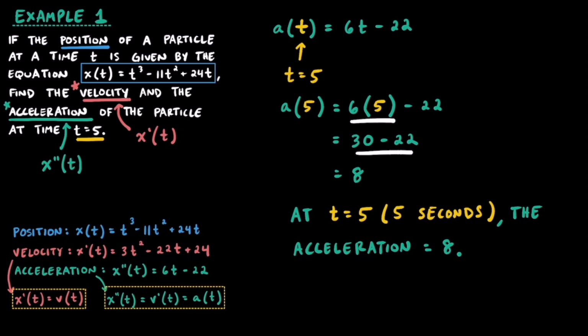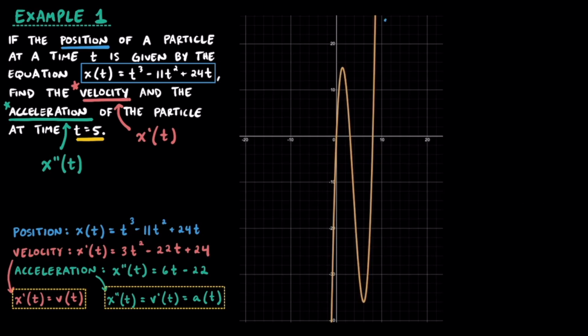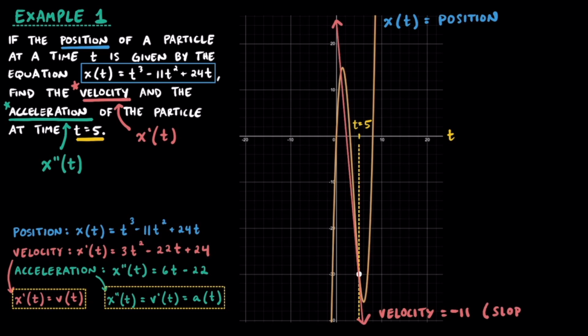Let's take a peek at what this looks like on a graph. Here we have the original position function x of t. If you look closely at the x-axis and find where time is equal to 5, and you draw that vertical line down to see where that is on the position curve, you can see that when you draw a tangent line to this position function, we get a negative slope. This negative 11 that we found for the velocity is really just the slope of the tangent line when time is equal to 5 on the position function.